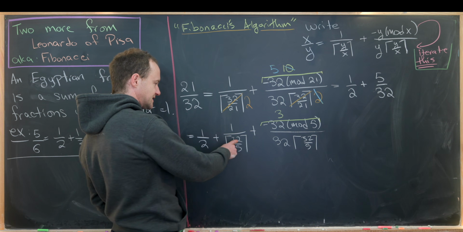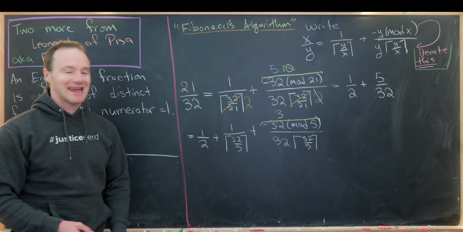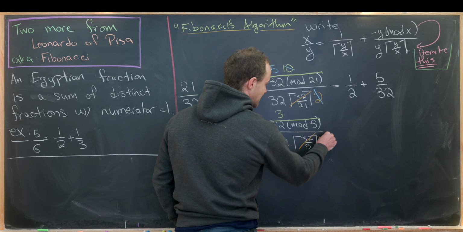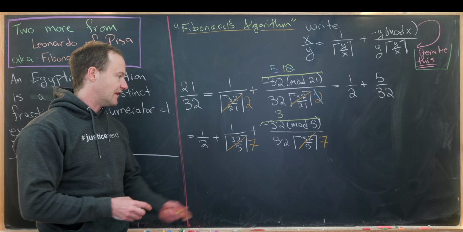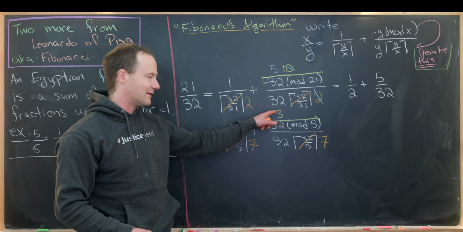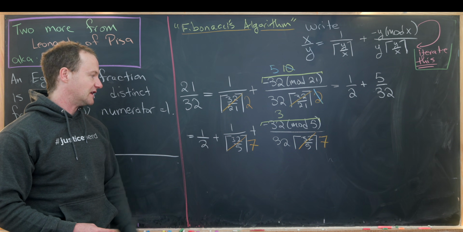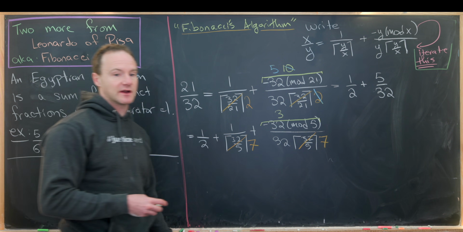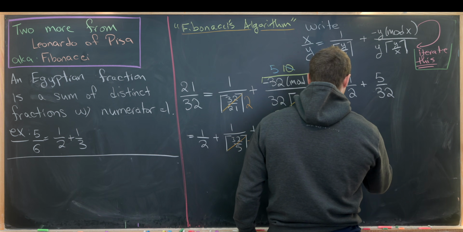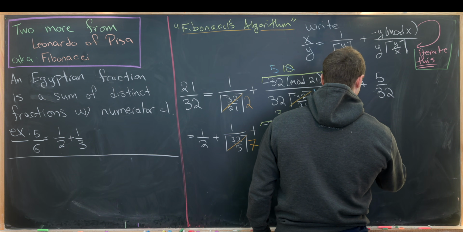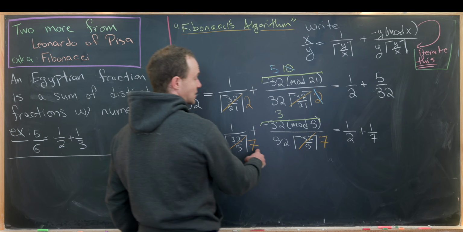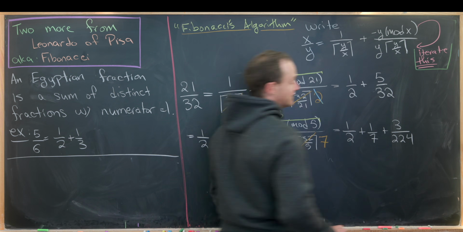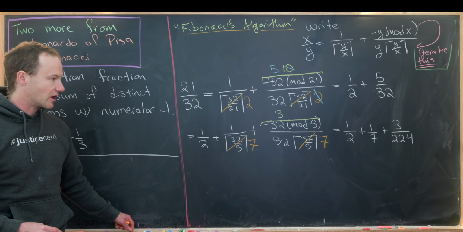And then likewise, 32/5 is between 6 and 7, so if we take the ceiling, we get the number 7. Same thing here, we get the number 7. And then we've got 32 times 7 in the denominator. We can't cancel that with anything in the numerator, so we're building up to a fairly large denominator here. In this case, we're going to have 1/2 plus 1/7 from this term plus 3/224. Okay, so that's where we are at the moment.